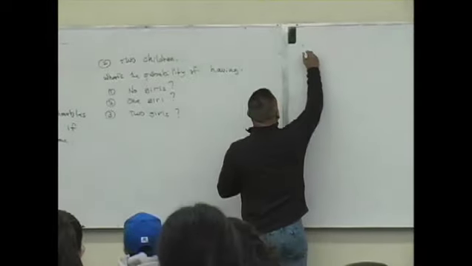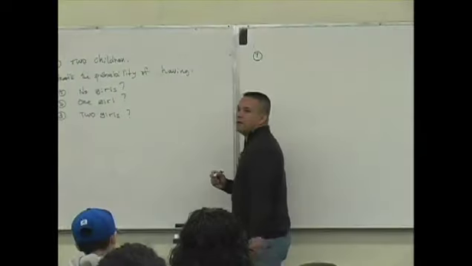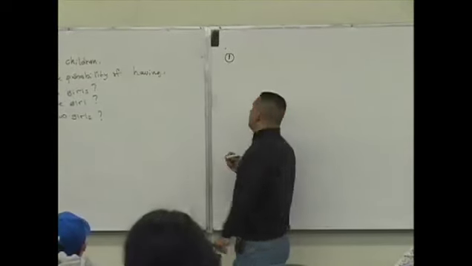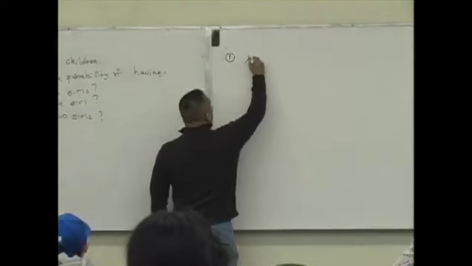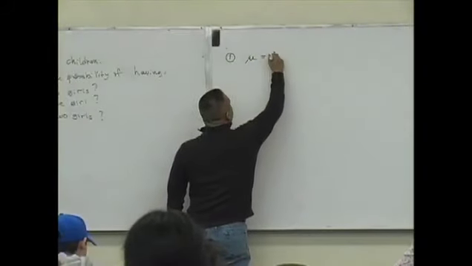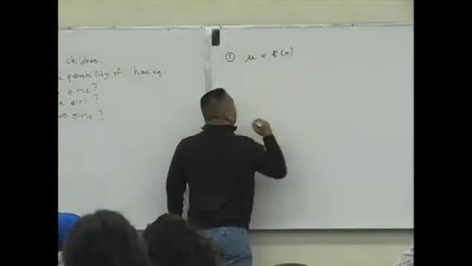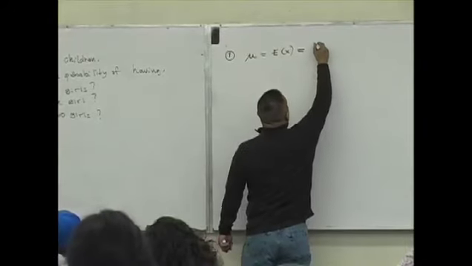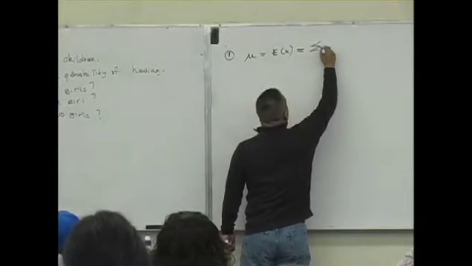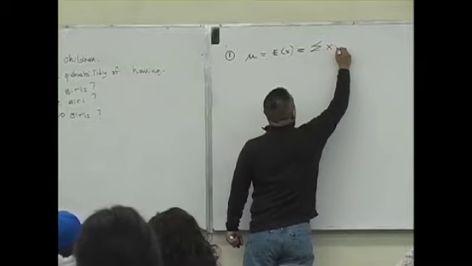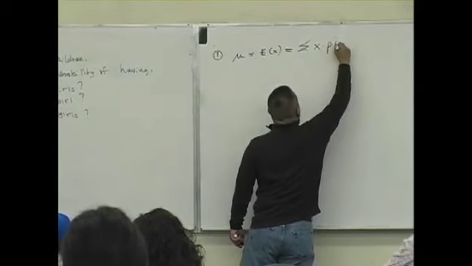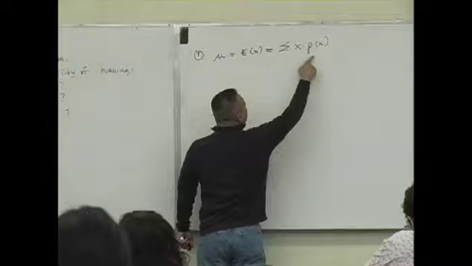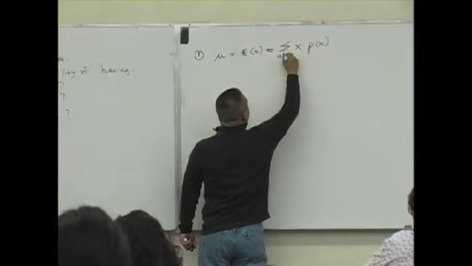Right? This is what I'm talking about. When you go home, you're going to review that. What's the format that you use? Mu, also known as mu, which is the expected value of the random variable x, is equal to what? It's the summation of x times p of x, and you do this summation and this product over all the outcomes.